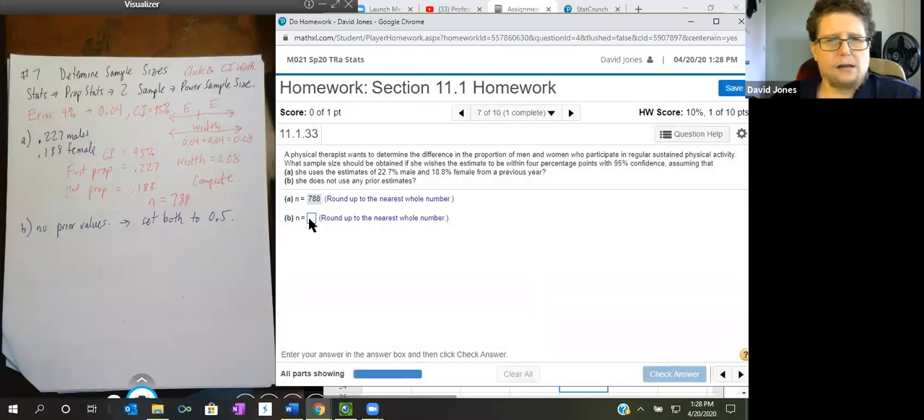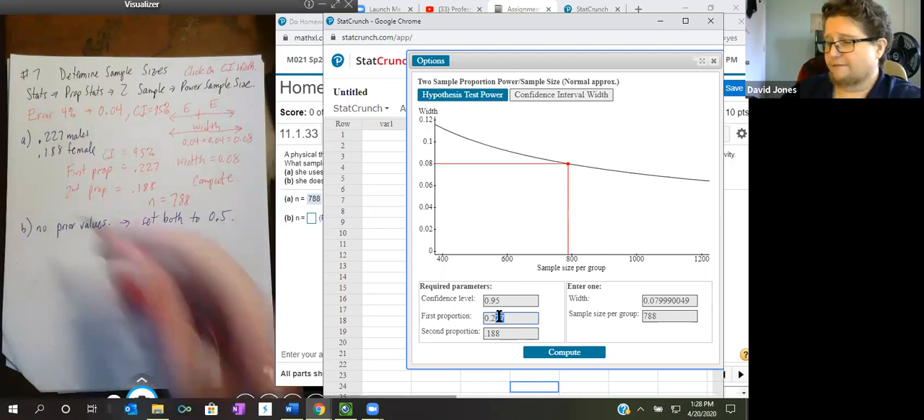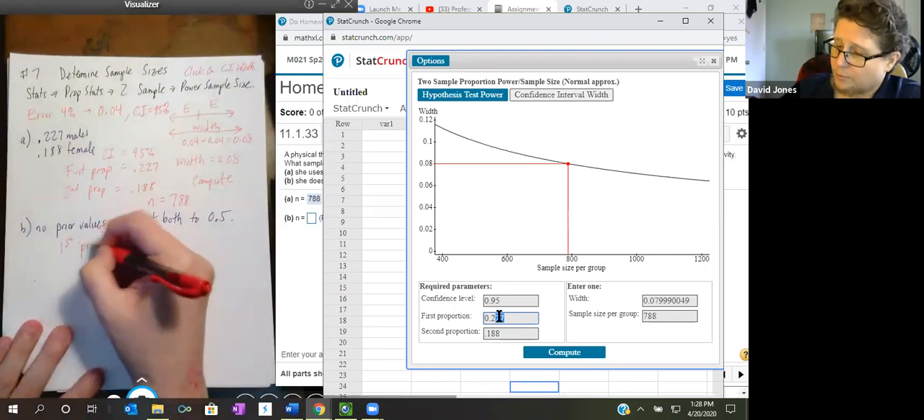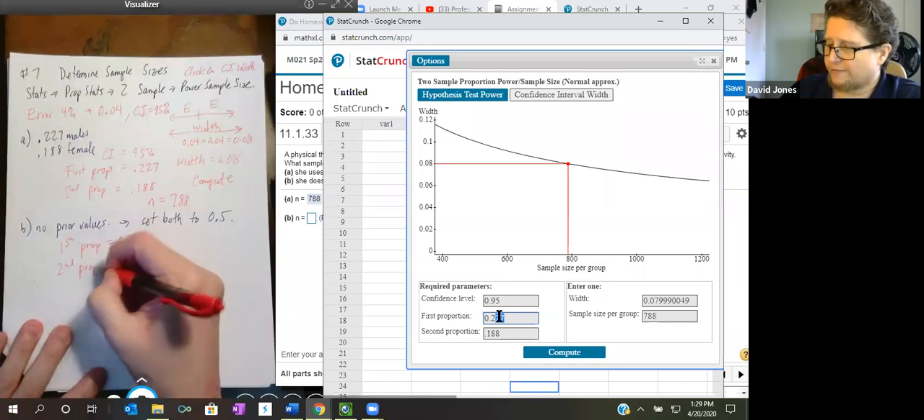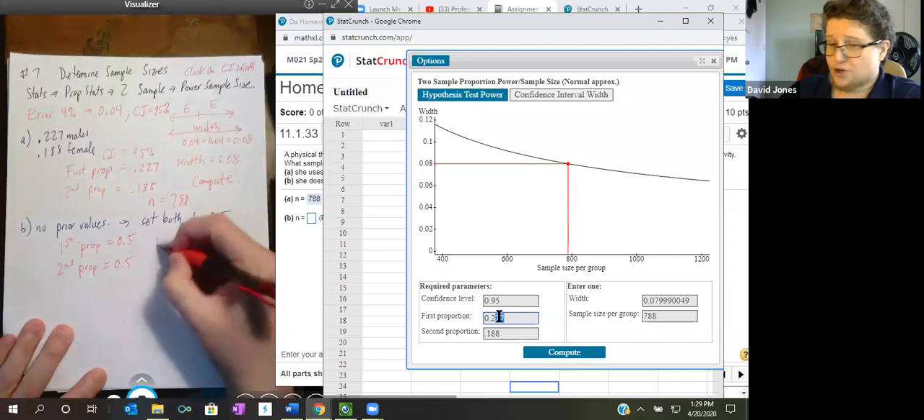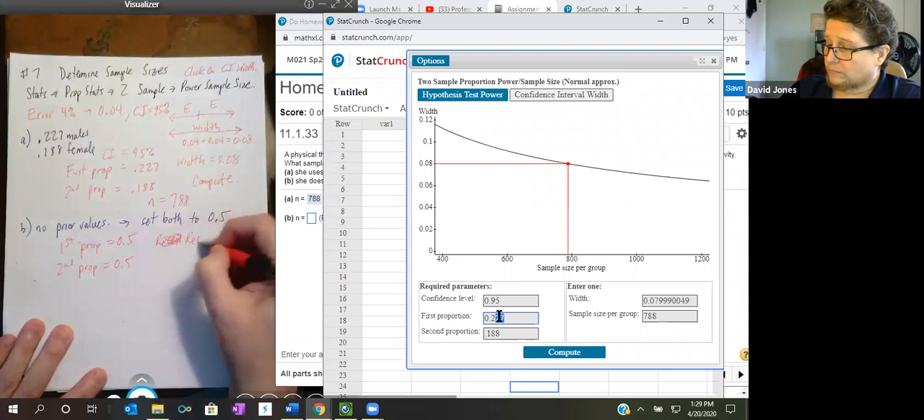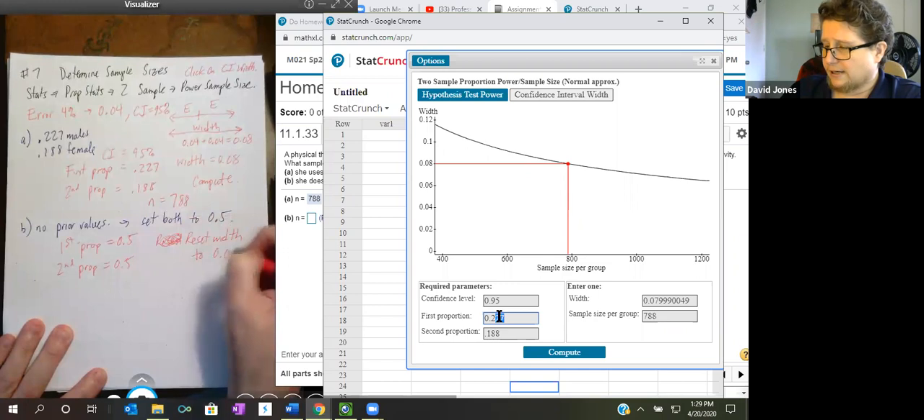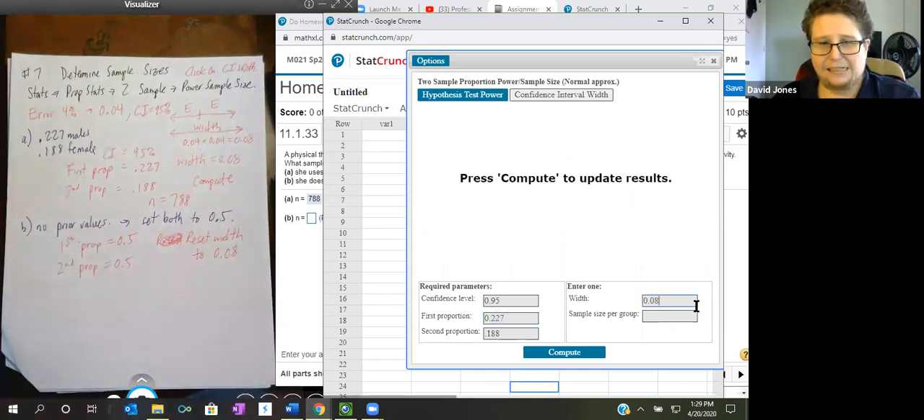Okay. Now, if they want it with no prior estimates, what you do, you can change these. First proportion changes to 0.5. Second proportion changes to 0.5. Make sure you reset the width to 0.08, because sometimes it's far enough away that the answer is different. So you want to reset it and click compute.